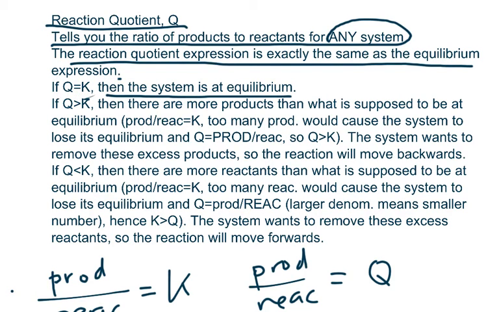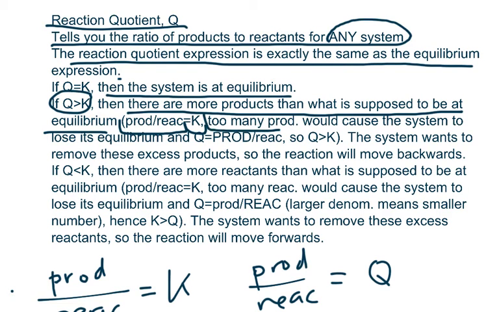Now what about if Q is greater than K? If Q is greater than K, then there are more products than what is supposed to be at equilibrium. So pretend at equilibrium, products over reactants is equal to K. And in this case, if Q is greater than K, this means that there are too many products in the numerator, which would increase the Q value, and that would make Q greater than K. And too many products would cause the system to lose its equilibrium.